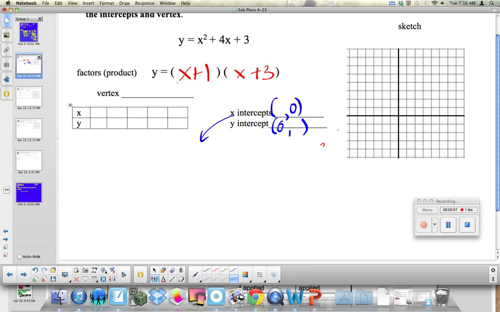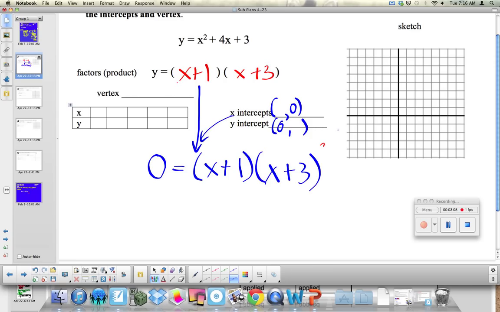Now we're going to plug in 0 for y to find the x-intercepts. I'm going to use my factored equation, and I'm plugging 0 in for y, and everything else copies. Now I have to solve this equation. So I have to figure out when this is 0. Remember, this is now the zero product property. When are these factors 0? Because if the product of them, when I multiply them, is 0, one of them has to be 0.